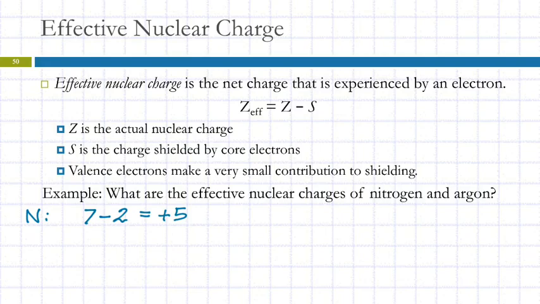So let's look at argon. Argon is element number 18. Argon has 18 total electrons. 8 of them are valence electrons, so there's 10 core electrons. So this is a charge of +8. Just for grins, let's do neon. Neon has 10 electrons. How many core electrons? 2. So its effective nuclear charge is +8.